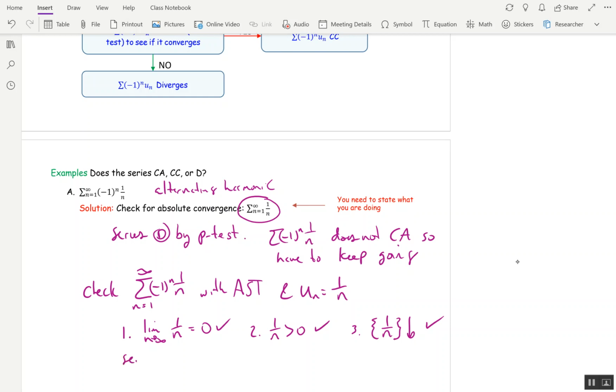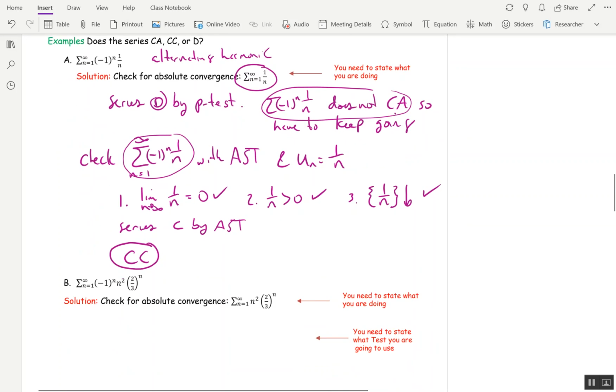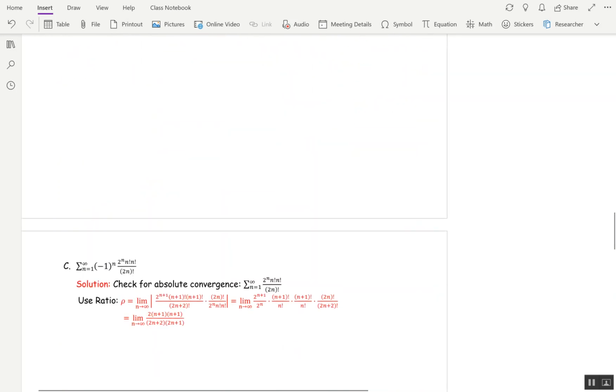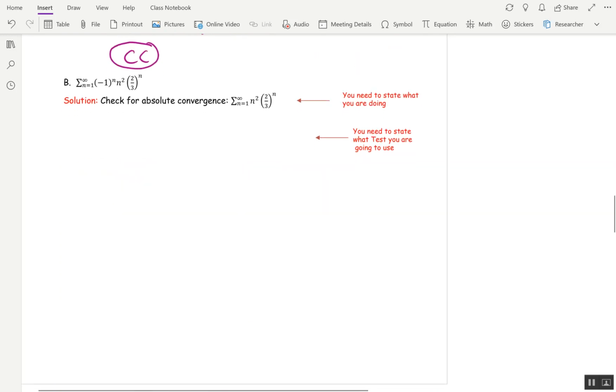So the series converges by the AST. And so what we say is that we have conditional convergence. Here's why. The original series converges, but it doesn't converge absolutely. So when it converges but not absolutely, we call that conditional convergence. All right, another example. I'm going to do 2 more, and then there's some practice problems. We'll talk about those in a minute.